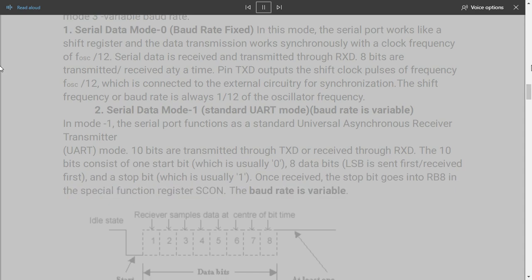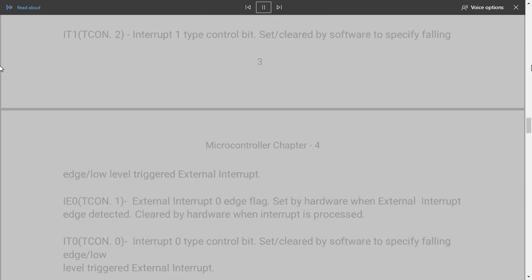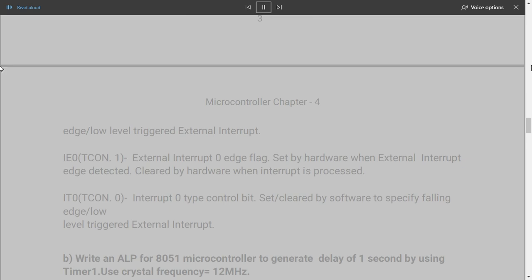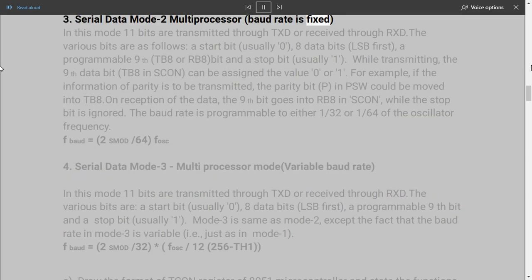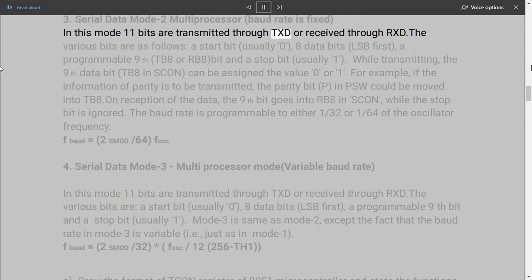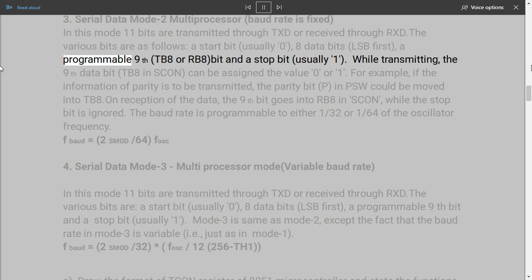Microcontroller Chapter 4. 3. Serial data mode 2, multiprocessor, baud rate is fixed. In this mode 11 bits are transmitted through TxD, or received through RxD. The various bits are as follows: a start bit, usually 0, 8 data bits, LSB first, a programmable 9th bit, TB8 or RB8, and a stop bit, usually 1.